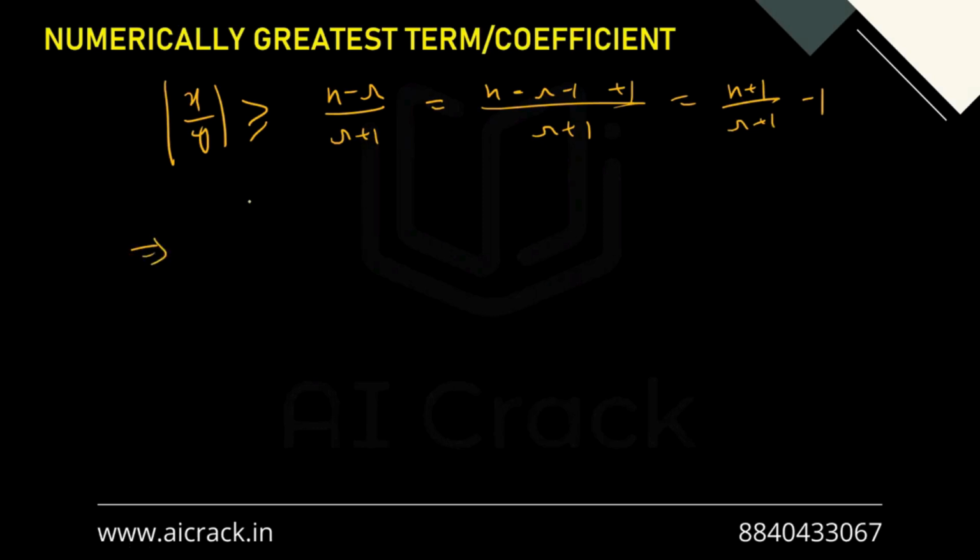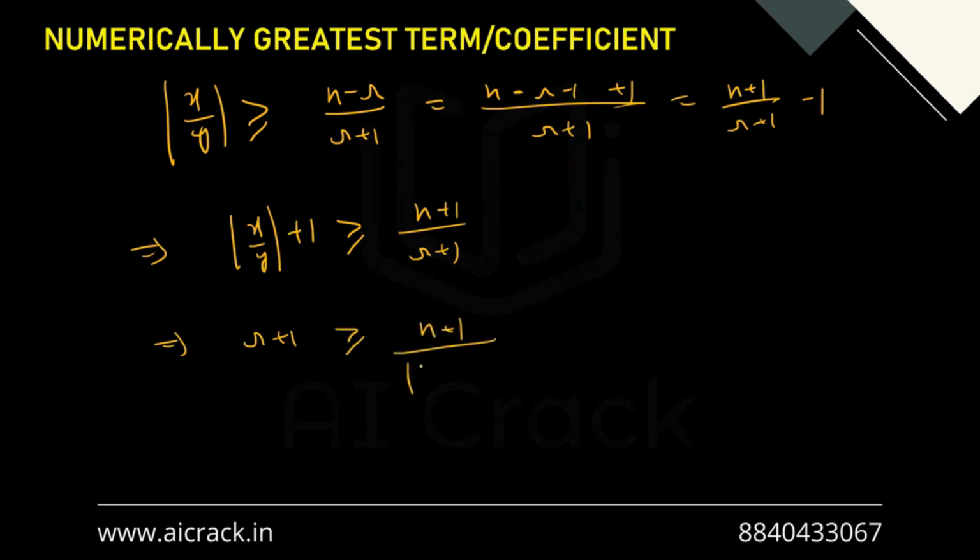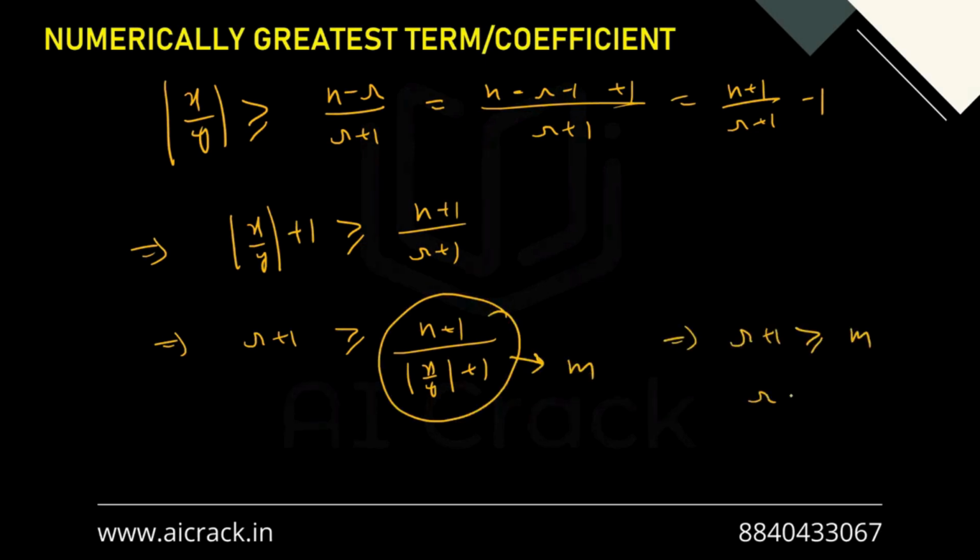So this would give me modulus of x by y, plus 1, greater than or equal to n plus 1 divided by r plus 1. Now if I do the cross multiplication, I'll get r plus 1 is greater than or equal to n plus 1 divided by modulus of x by y plus 1. Now I'll term this as m. So this would give me r plus 1 is greater than or equal to m, so r is greater than or equal to m minus 1. So this is our condition for finding the value of r.